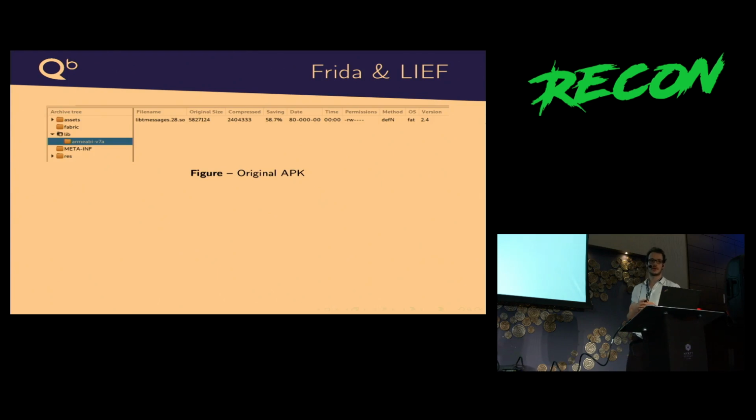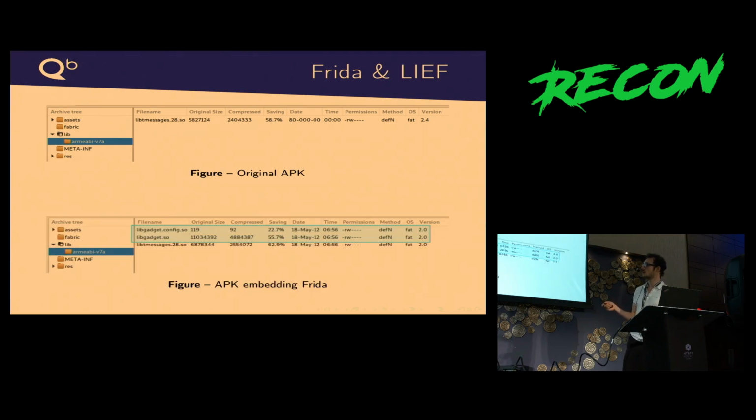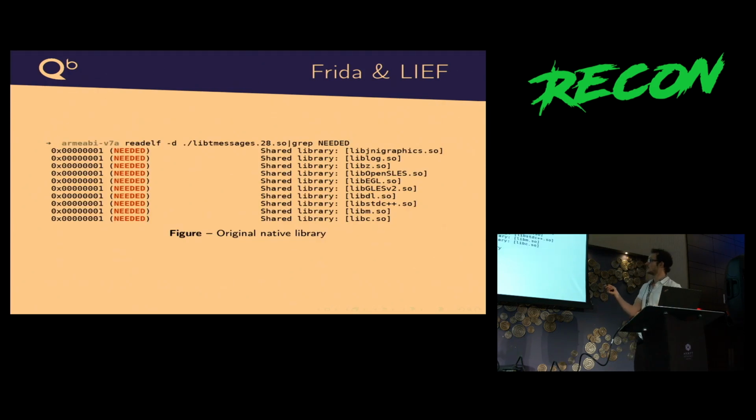So here we took the Telegram application, and we injected libgadget into the native library. Here we just added libgadget.so. We also added libgadget.config.so, which is used by libgadget to find, for example, the Frida script that has to be executed by Frida. So here is the configuration file of libgadget, and here is basically the main logic of Frida.